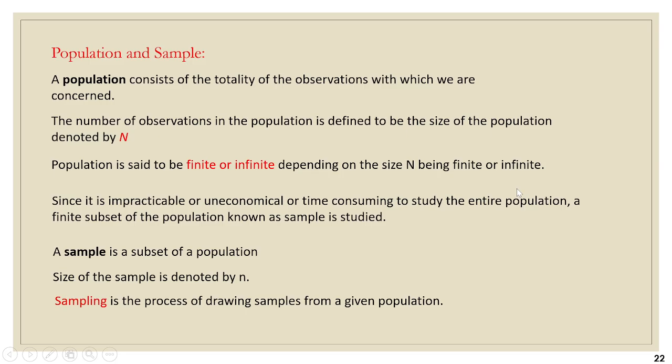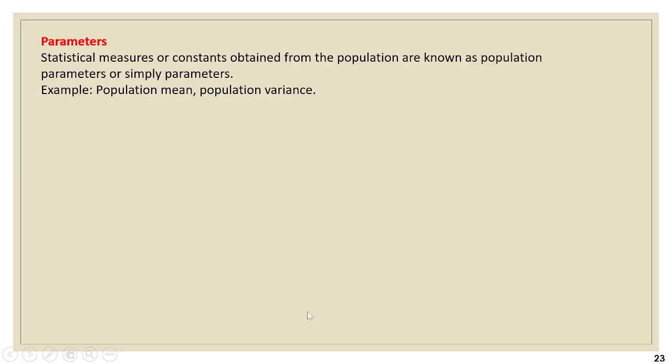Since it is impractical, uneconomical or time consuming to study the entire population, it's very difficult. That's the reason we always consider a finite subset of the population, which we call a sample. Now, a sample is a subset of the population. The size of the sample is denoted by n. Sampling is the process of drawing samples from a given population.